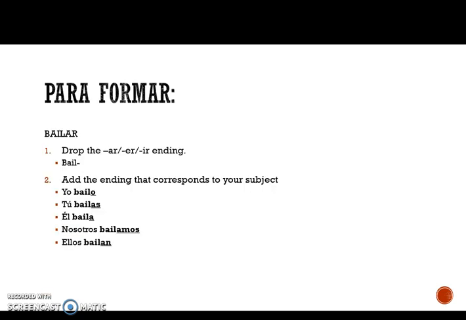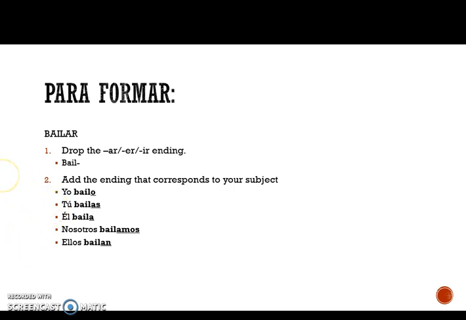Para formar. So in order to form a conjugated verb, what you need to do is drop the AR, ER, or IR ending. Take it off. And then you're going to add the endings that I just showed you, depending on who the subject is. Okay, so let's do this with bailar. I dropped my AR ending. And now I'm going to add the different endings from my AR verb endings.